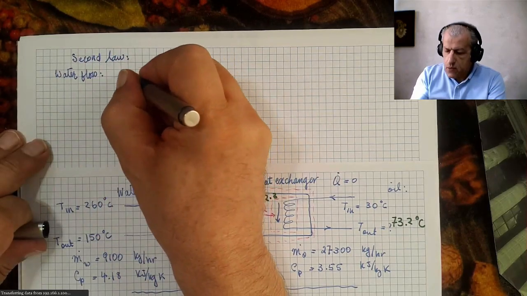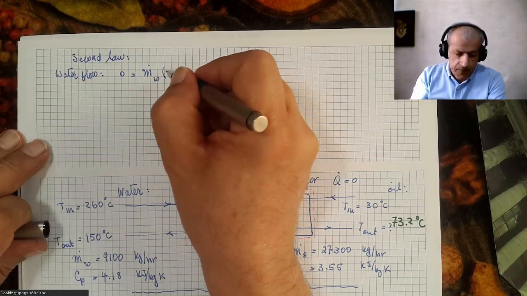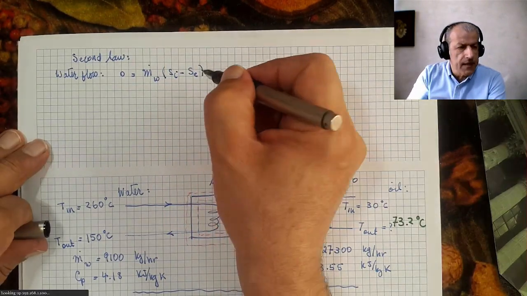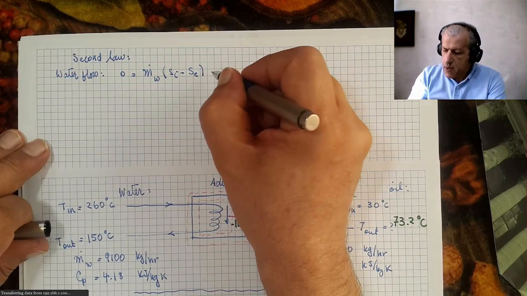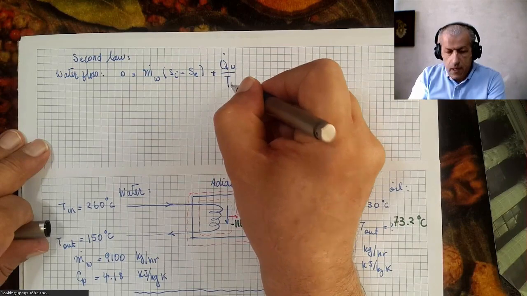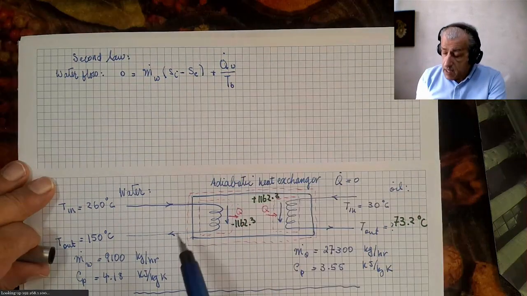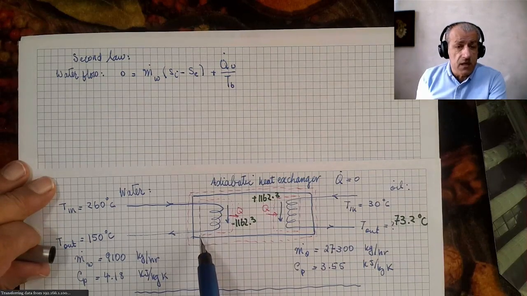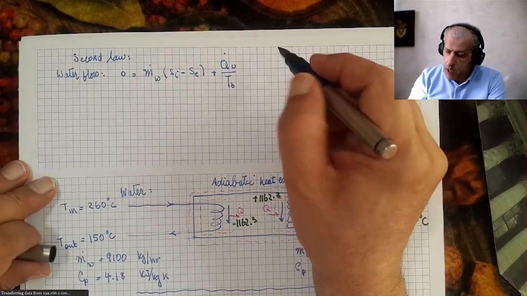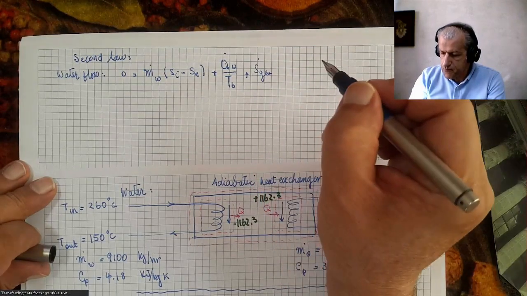is 0 equals m dot water times Si minus Se, inlet and exit entropy, plus Q dot water divided by boundary temperature, which is not the same because the inlet temperature and exit temperatures are different. So we have to make an assumption for this boundary temperature, plus S dot gen.